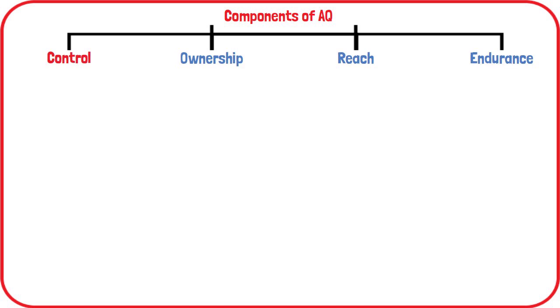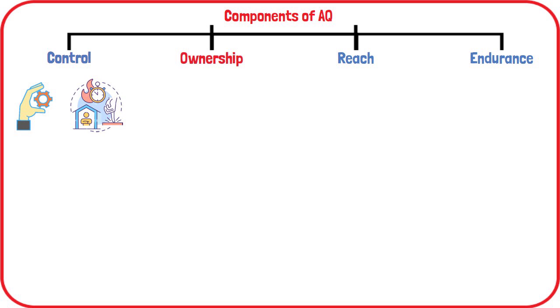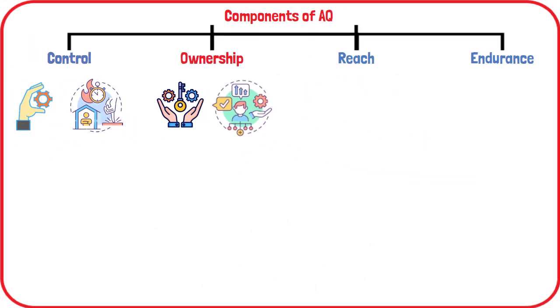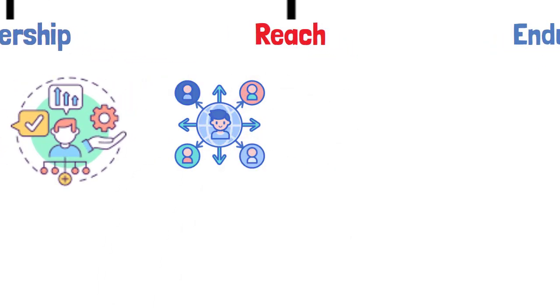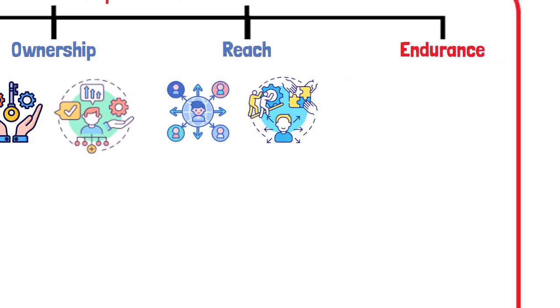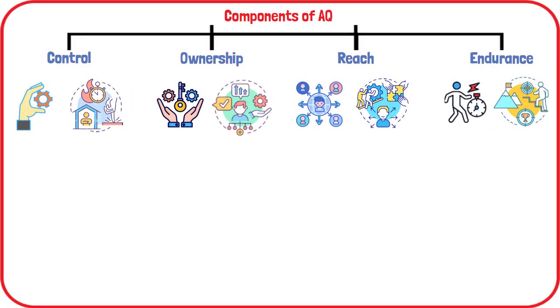Here are the 4 main components of adversity quotient: control, belief in one's ability to influence circumstances; ownership, taking responsibility for actions and outcomes; reach, seeking support and resources during adversity; endurance, persistence and resilience while maintaining motivation and optimism.